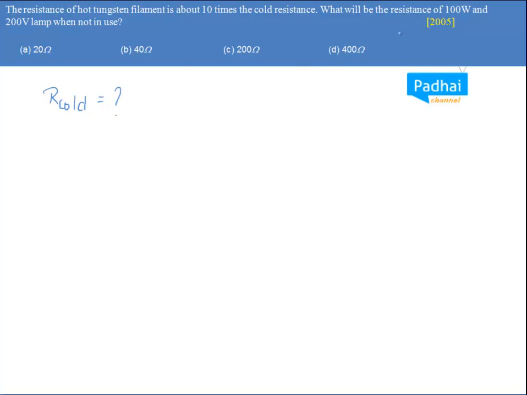Right. They are asking this. Now what is given in the question? 100 watt and 200 volt. So this is basically the power and this is the voltage. If power and voltage are there, that means the resistance is used. So from these two values, we will be able to calculate the hot resistance, right? How will we calculate? We know the formula, the power across it is V square by R.